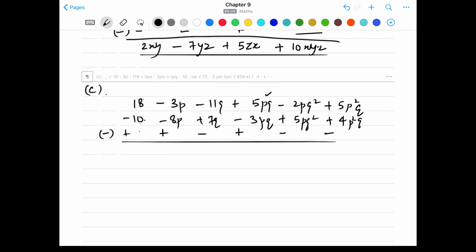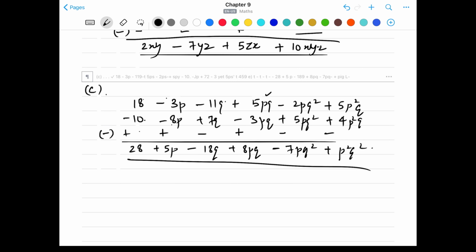This plus 18 and plus 10 will give us plus 28. Minus 3 and plus 8 will result in plus 5p. Okay, minus 11 and minus 7 will give us minus 18q. Plus 5 and plus 3 will give us plus 8pq. Okay, minus 2pq square and minus 5pq square give us minus 7pq square. Okay, plus 5 and minus 4 will give us plus 1p square q square. So that's the final answer for the part C of question number 4.